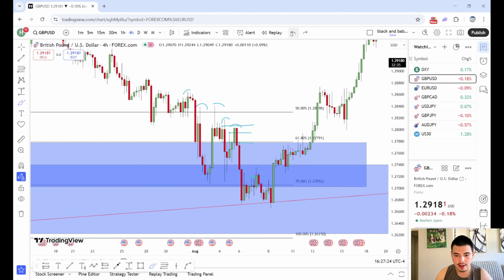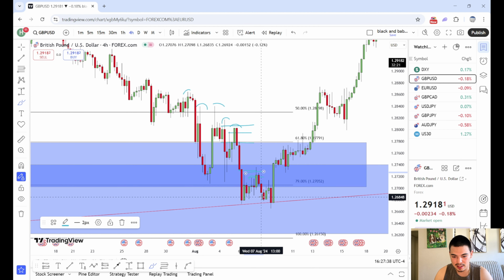You see that fair value gap right there? From this wick right here to this wick right here, that's a gap. It didn't close above it. It didn't disrespect it. It closed within it. It respected it. You know what I mean? It showed bearishness and it moved lower.